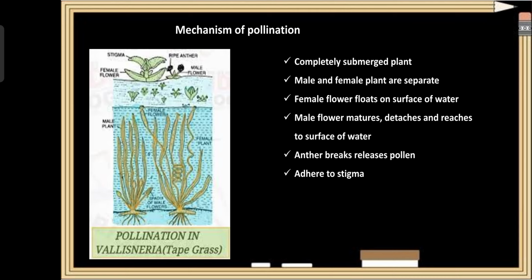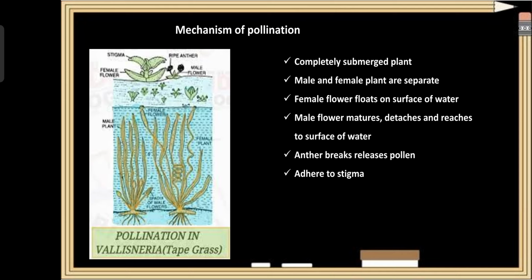The male plant produces the male flower, a small flower. The female plant produces the flower having a long stalk. As a result, the female flower always keeps floating on the surface of the water. As the male plant matures, the male flowers are released, and these male flowers reach the surface of the water and keep on floating.